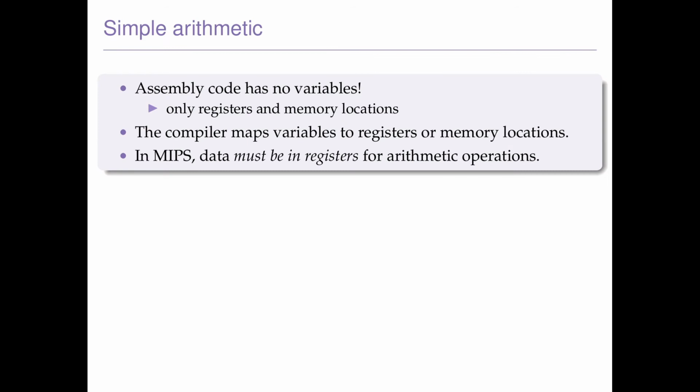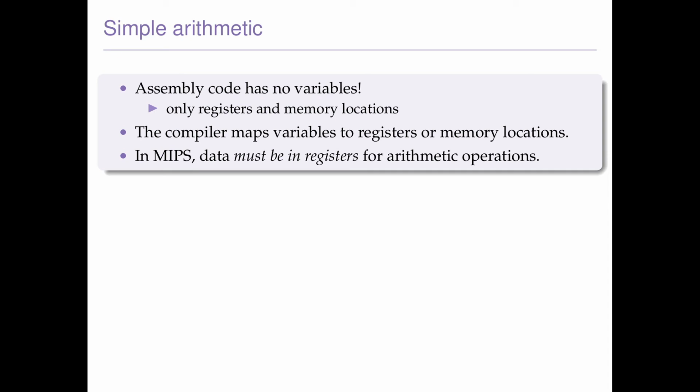So now let's have a look at some simple arithmetic using MIPS. A key idea, and this is something that's going to be tricky for you all, and it's tricky for me, is that assembly code has no variables. Unlike in Java where we just say integer x and use that, we can't do that here. We're more restricted in what we can do. We only have registers and memory locations to use. They will kind of fulfill the role of variables, but there are important distinctions between the two.